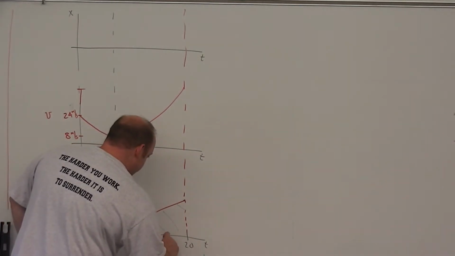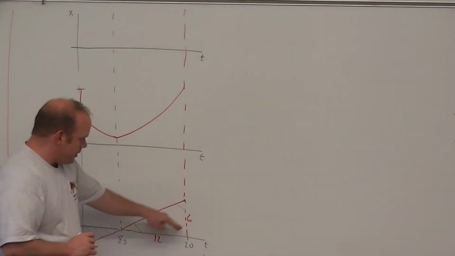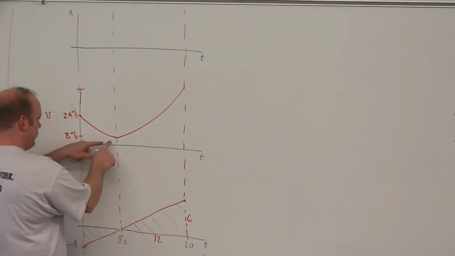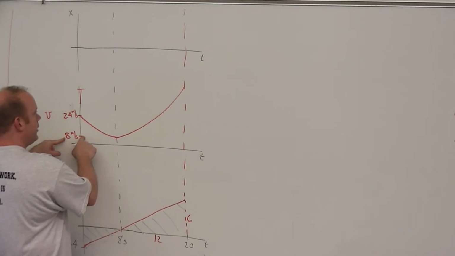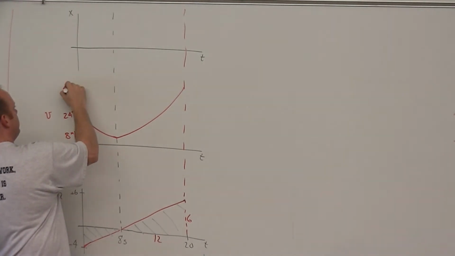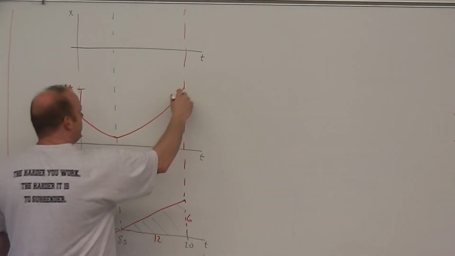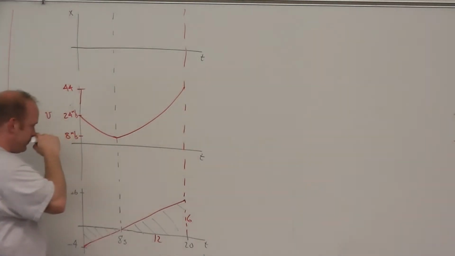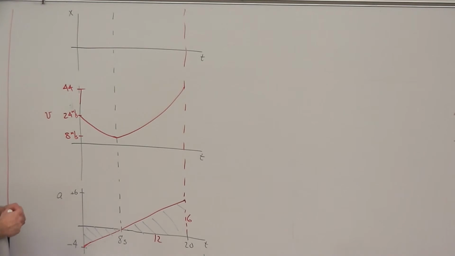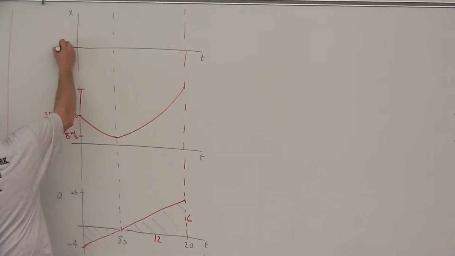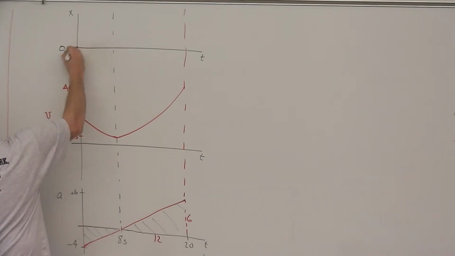So the area here is 12 times 6, okay? 12 times 6 is 72, take half, 36. So this has to increase by 36 from when it was here. So this will increase all the way up to 44. Okay? So this is my velocity versus time graph. Now my position versus time graph, let's make it simple. I'm going to start off my initial position at 0.